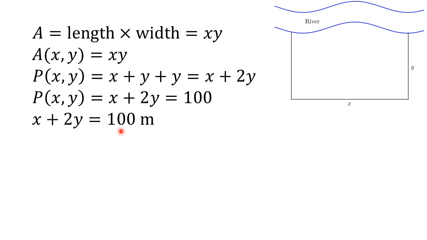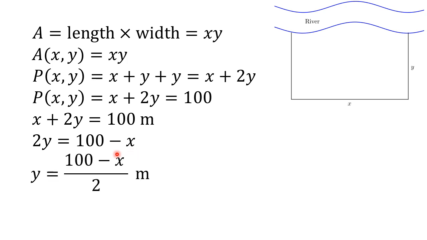And ang gagawin ko dito is I will solve for y. So, transpose mo lang yung value ni x, it will become negative x, and then to solve for y, you have to divide by 2. And so, you have an expression for y. Y equals 100 minus x, all over 2 meters.